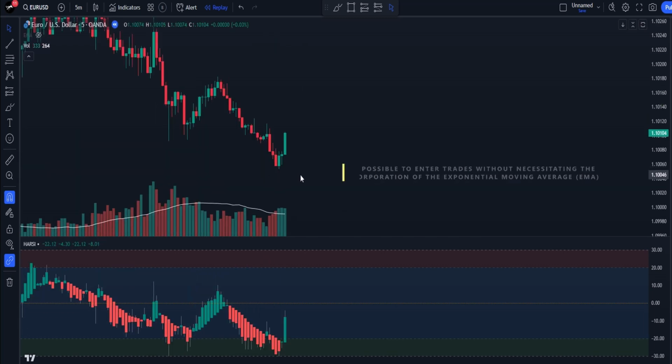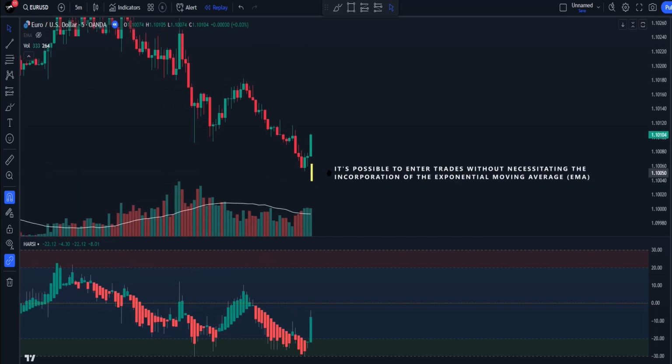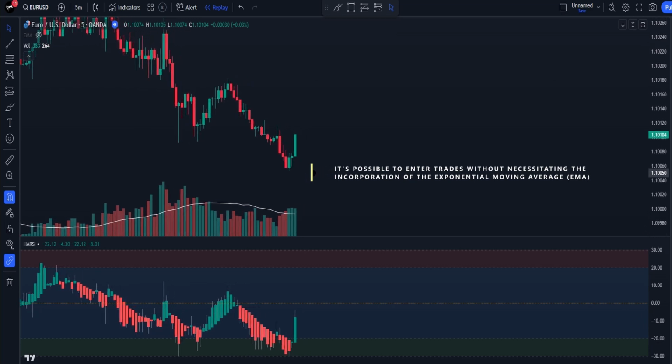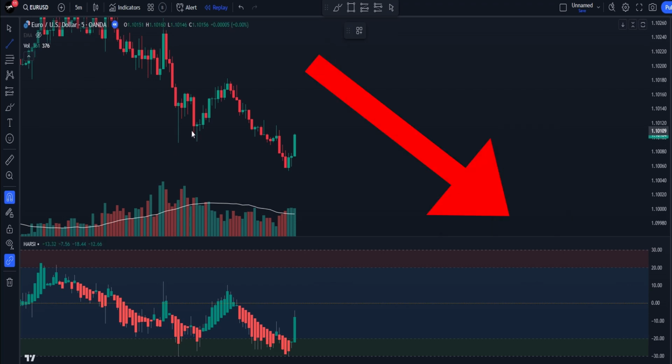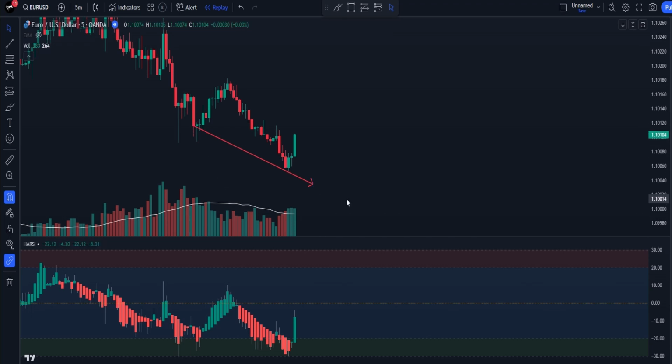Furthermore, it's possible to enter trades without necessitating the incorporation of the exponential moving average, or EMA. In this particular instance, a downtrend in the price's trajectory is evident. This conclusion is drawn from the pattern of the price forming lower lows. However, a contrasting pattern emerges when examining the Heikin Ashi RSI oscillator. The oscillator indicates the formation of higher lows, suggesting an impending bullish correction.